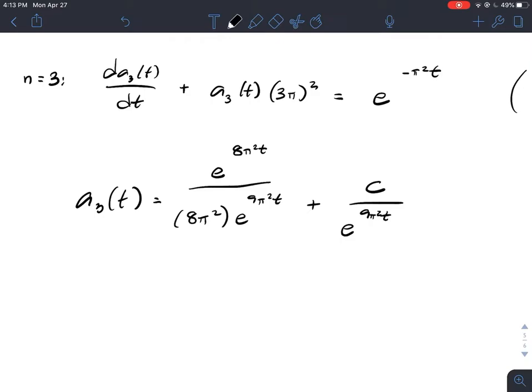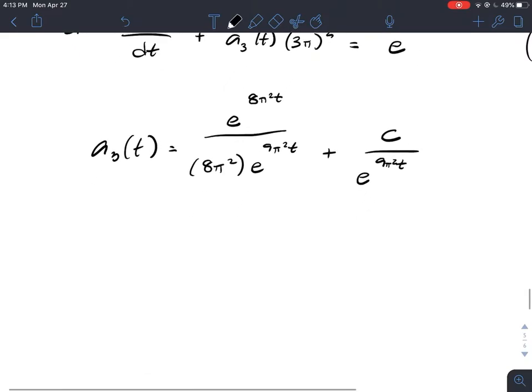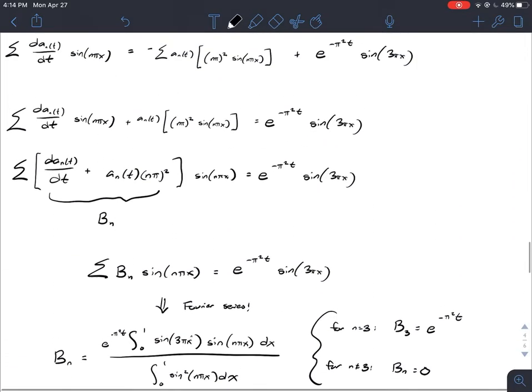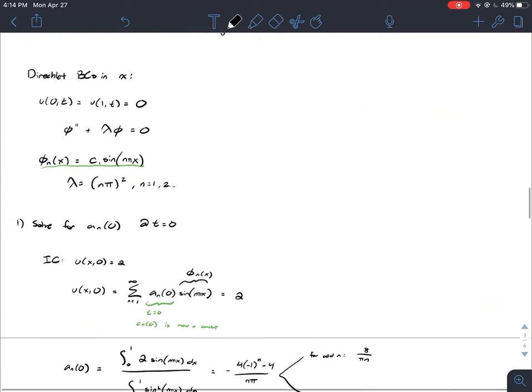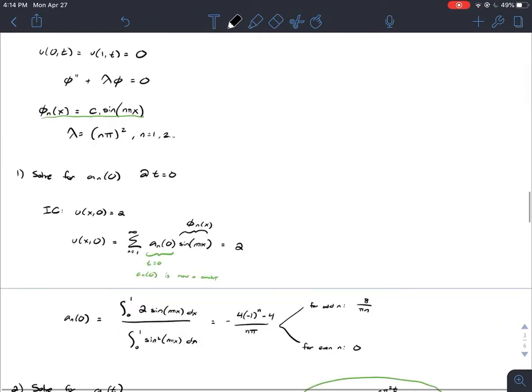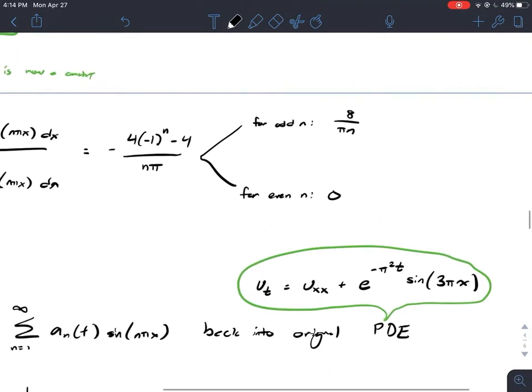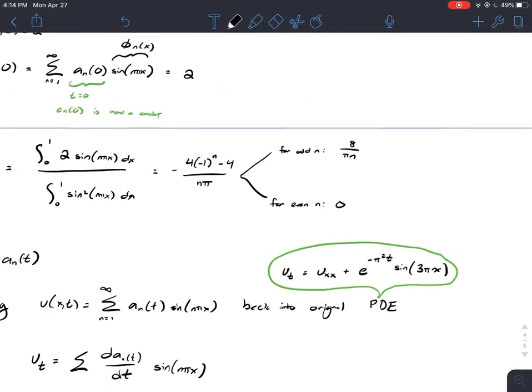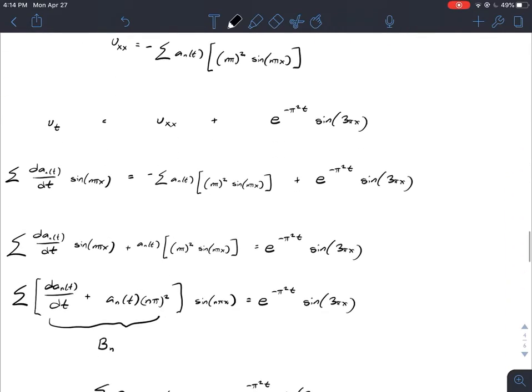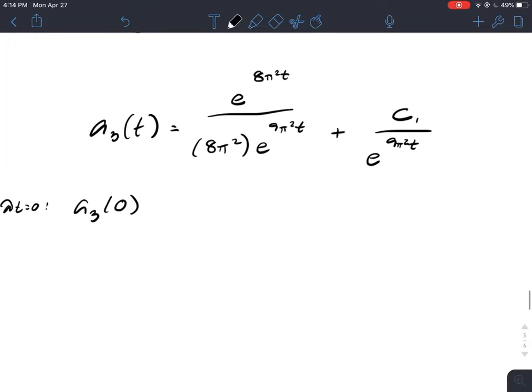Remember how we solved for the time equals 0 problem earlier? Now we can use this to solve for the arbitrary coefficient. Let's call this C1. So at time equals 0, we know that for n odd, let's quickly go back up. For n odd, A3, where is it? Okay, it's here. For n odd, we're equal to 8 over pi n, but for even n, we're equal to 0. So that's for the a sub n time-zero coefficient.